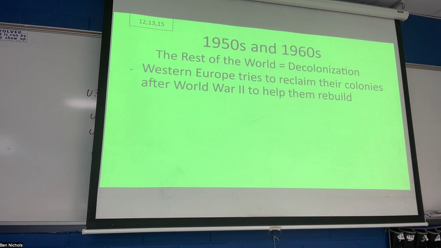After World War II, Western Europe tries to reclaim its colonies. It had lost many of them. The Japanese, for example, had, quote, liberated a lot of territory in Asia. They said Asia for the Asians, but in many cases, like in the Philippines or in French Indochina or Singapore, it really just meant that the Japanese became the oppressors of these Asian peoples.